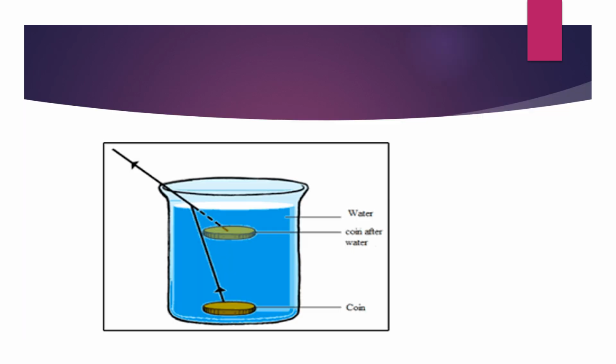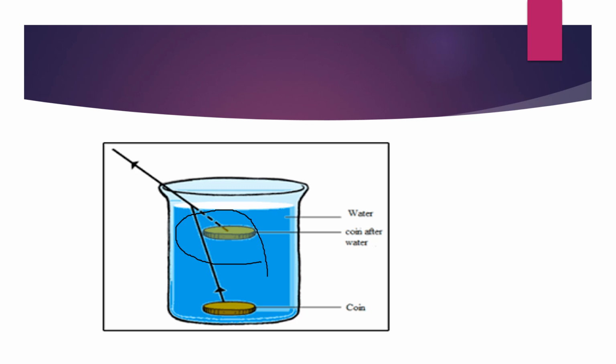So this is just a picture of it. You can see the coin very well here. And this is nothing but your water. The coin after water. So what is this coin actually? This is because of refraction of light. As light passes from water to air, right? So from here you are seeing. Can you follow the arrow mark? As the light passes from water to air, it bends away from the normal.